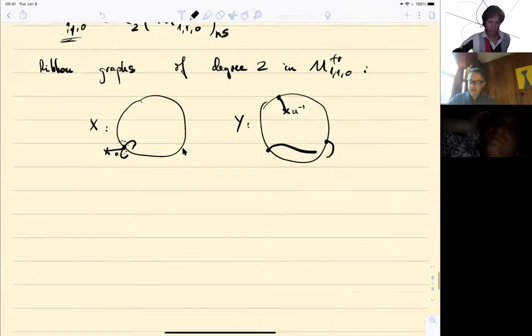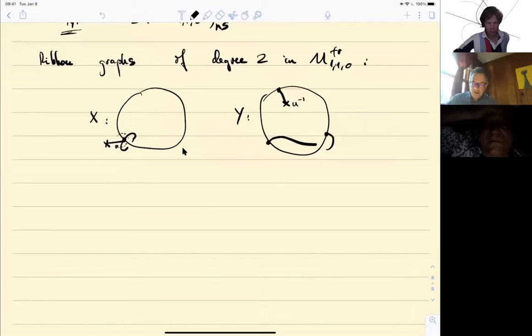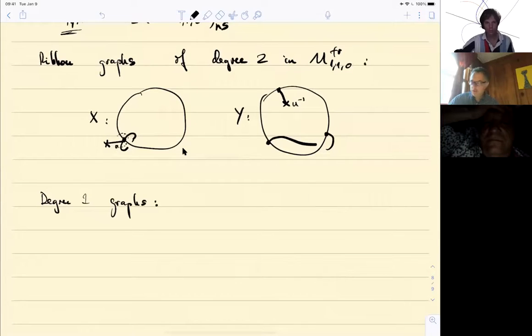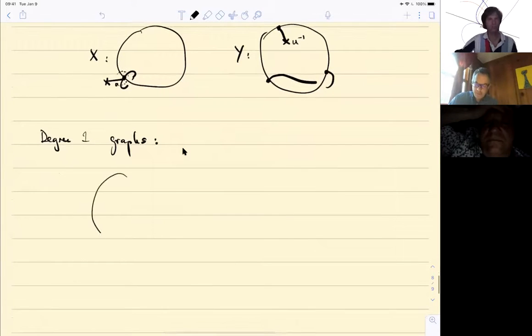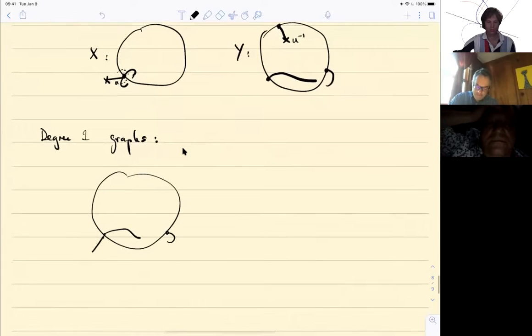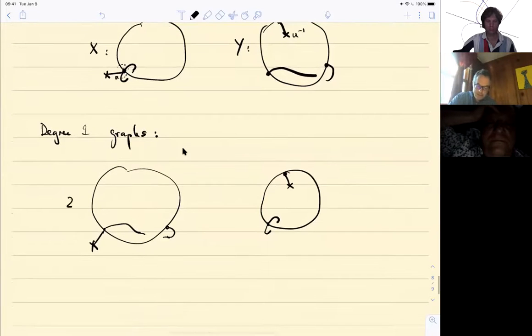Let me also write degree 1 graphs. I'm going to write them down quickly in order to give them names. One of them will be like this, that we have seen before, and another one looks like this. Let me call these Z and W.